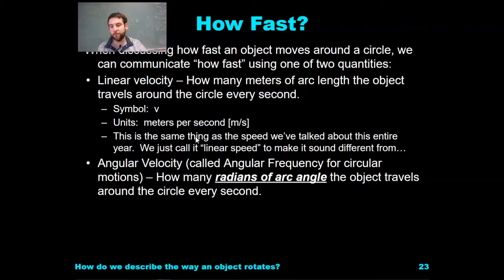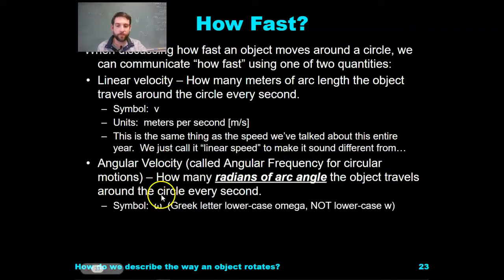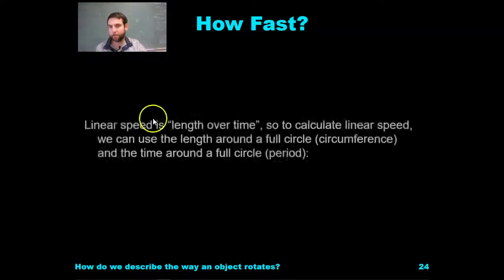Angular frequency for circular motions: how many radians of an arc angle the object travels around the circle every second. For this, we use the symbol omega. It's not a W. It's more like a sad-looking W. Radians per second.